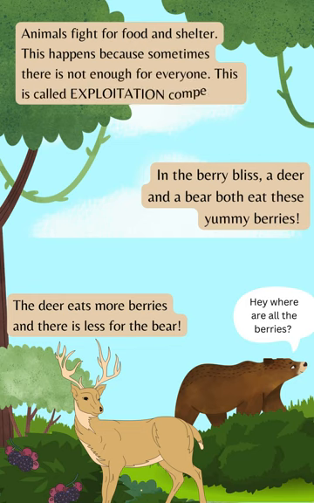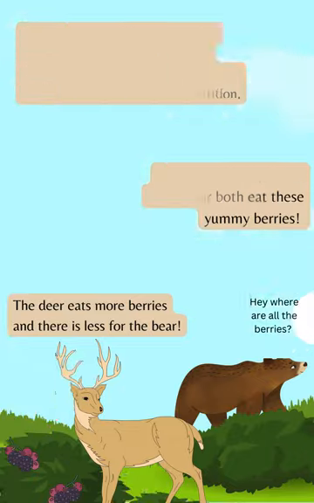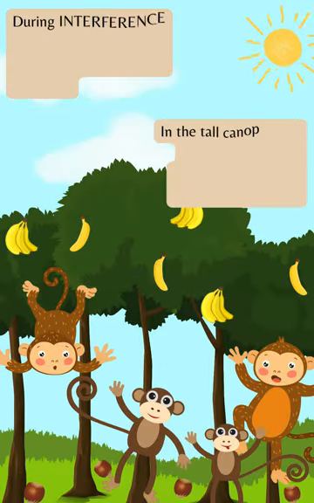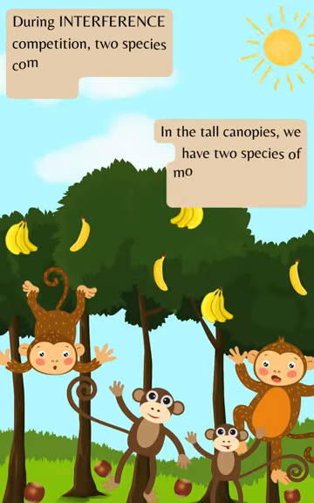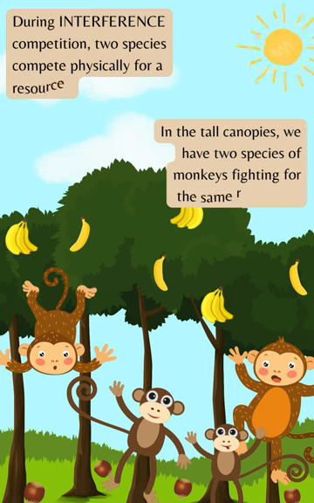This is called exploitation competition. In the berry bliss, a deer and a bear both eat the same yummy berries. However, the deer eats more berries and there is less for the bear. Hey, where are all the berries? During interference competition, two species compete physically for a resource. In the tall canopies, we have two species of monkeys fighting for the same resource.